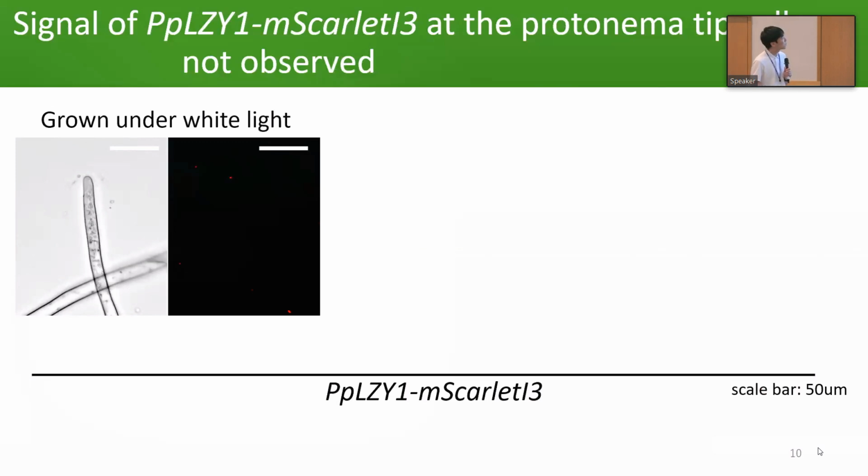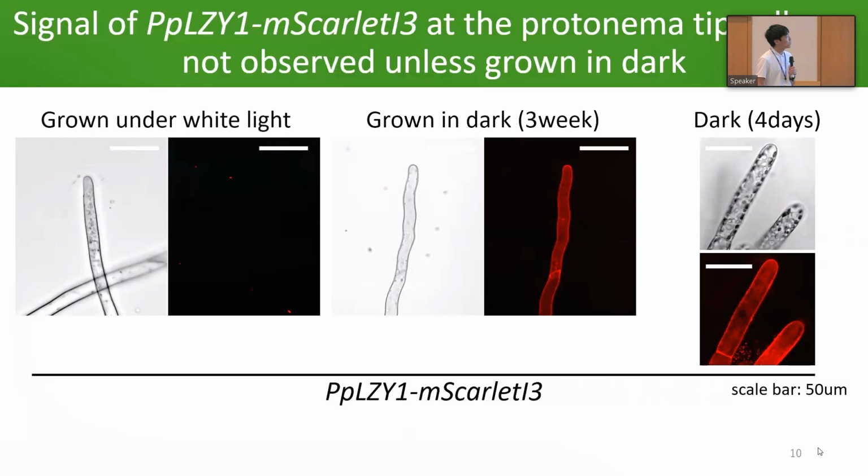This wasn't the first time we had a result that we didn't expect. So we decided to change the condition, and we remembered that Physcomitrium only exhibits gravitropism in the dark. So we placed it in the dark and observed the signal. This is 3 weeks, and we could see a clear signal at the plasma membrane. But there wasn't any real polarization here. And this figure on the right is just to show that, even in this condition, we couldn't see localization at the chloroplasts.